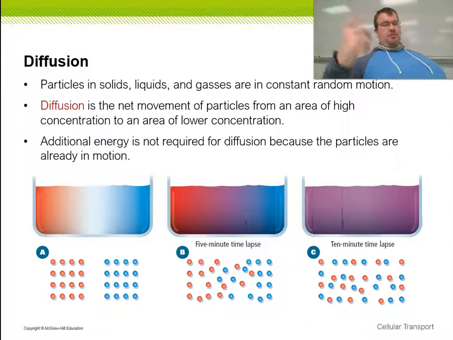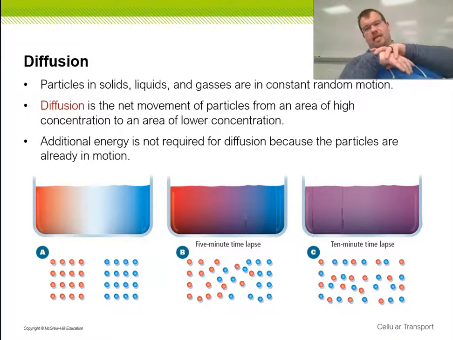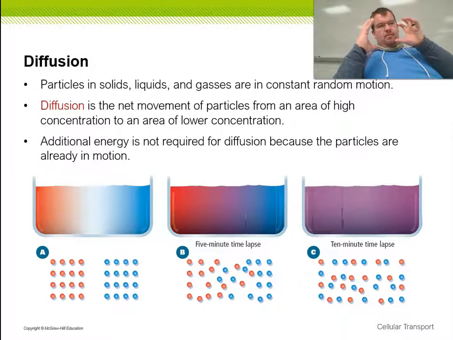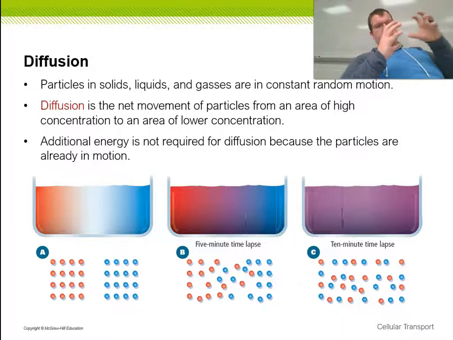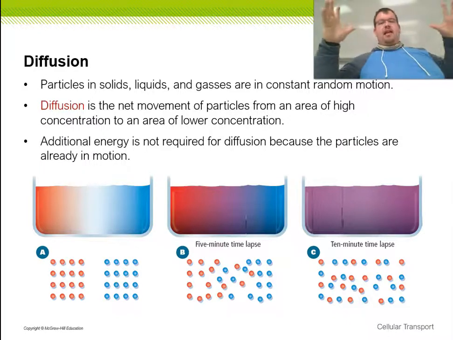Your book's going to define that as the net movement of particles from an area of high concentration to an area of low concentration. Pretty much, it's just a big fancy way of saying what it does is it takes things that are in high concentrations and it spreads them out evenly.